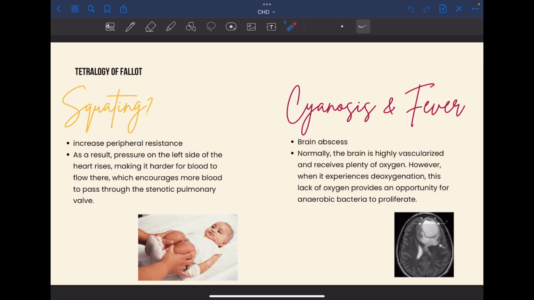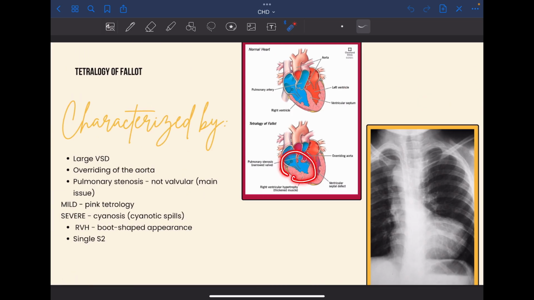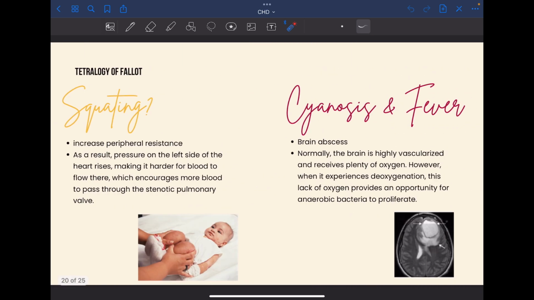Basically, it's the idea that we know that the reason tetralogy of Fallot happens is because the pressure in the right side exceeds that of the left side. So a means of treating these cyanotic spells is to increase the pressure in the left side so that the blood isn't going from right to left. Squatting compresses your peripheral vessels, increasing the resistance, and so it's making it harder for the blood to go from the right side to the left side. In turn, this will cause less shunting, and so there's less cyanosis.